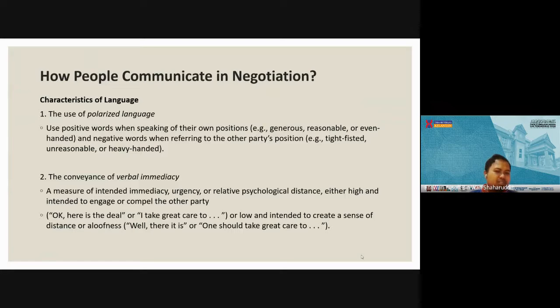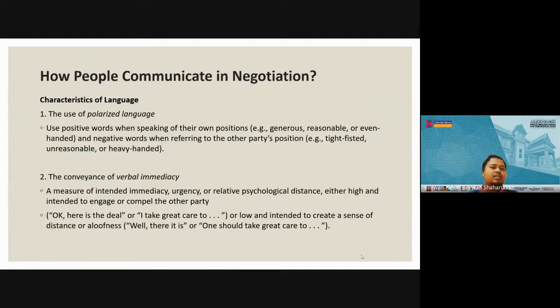You will use positive words when speaking of your own position, for example, trying to be generous, reasonable, even-handed, and also negative words when referring to the other party's position. If they are being unreasonable or heavy-handed, it's hard to negotiate with them.